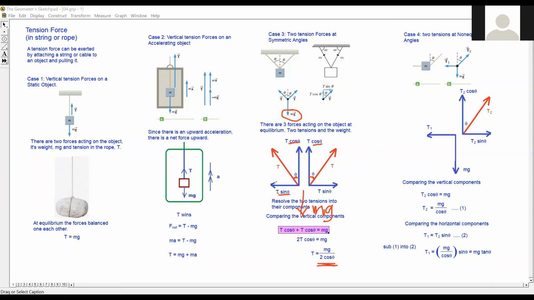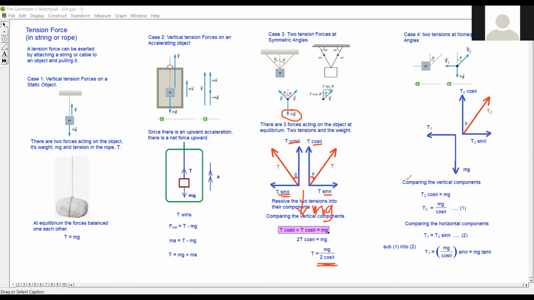If you compare the horizontal components, you can see that this is T sine theta, this is T sine theta. The two of them have the same magnitude but in the opposite direction. So they balance one another. This is also why we say that when the angles are the same, the two tensions are the same, right? Because you cannot have T as 5 newtons here and T as 4 newtons there when the angle is the same. If the angle is the same, this is sine theta and the other one is also sine theta.